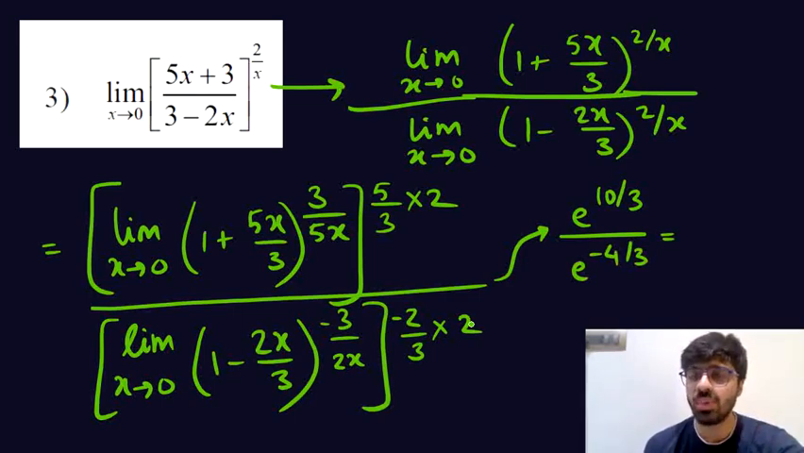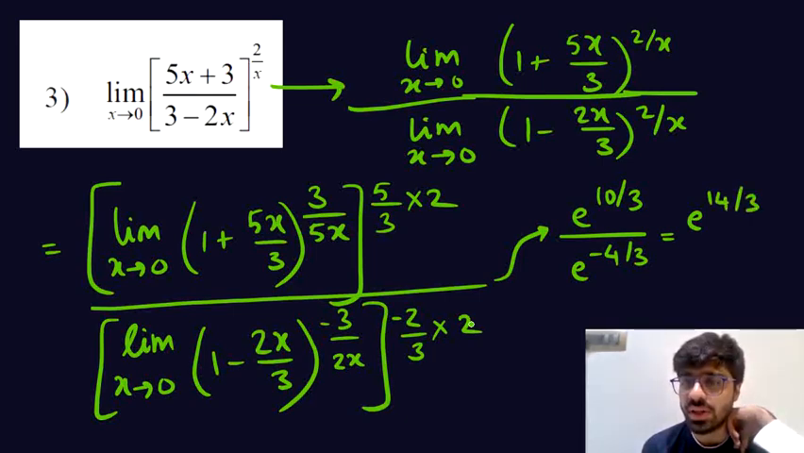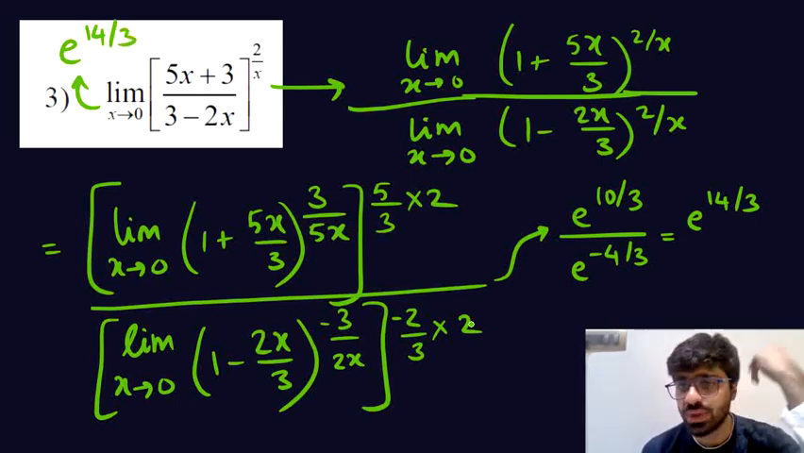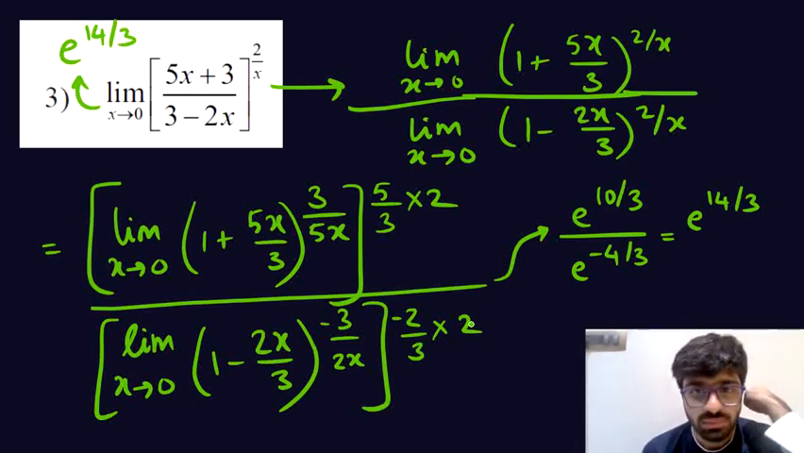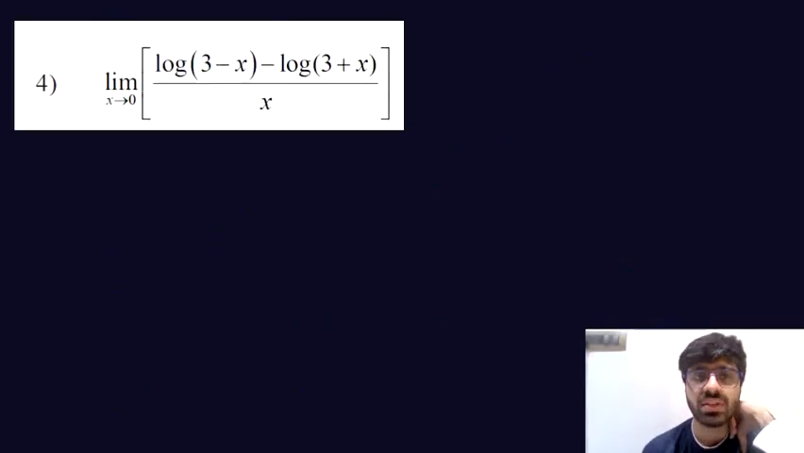So e power 10 upon 3 upon e power minus 4 upon 3. That will be e power 10 upon 3 minus of minus 4 upon 3. That is 10 upon 3 plus 4 upon 3. That will be equal to 14 upon 3. And yeah, e power 14 upon 3 becomes the final value of the third question. So with that, let's go ahead with the fourth question.